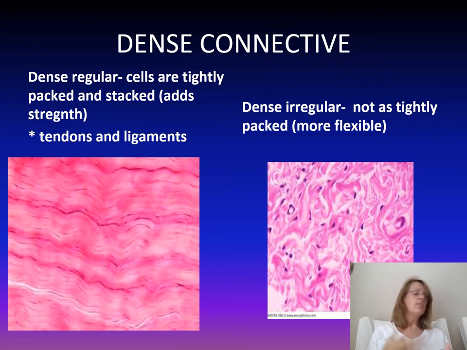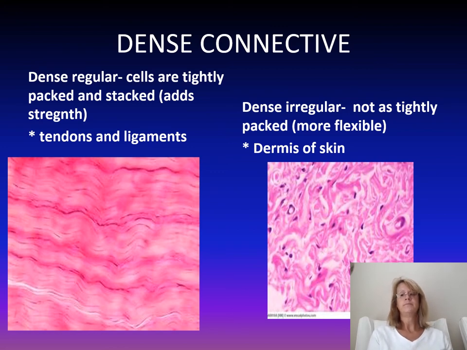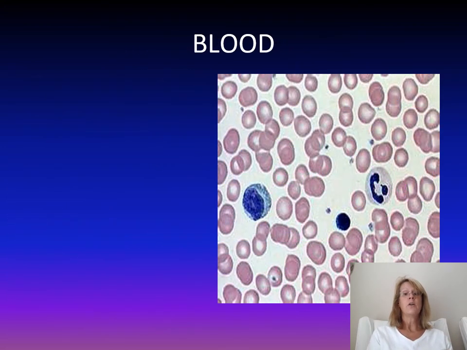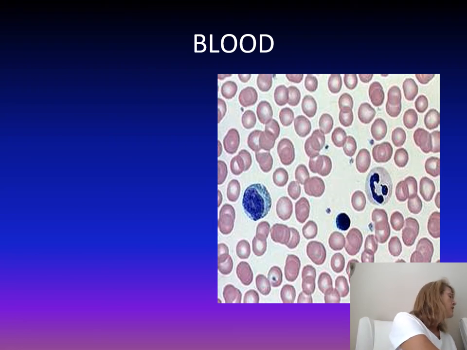And you can see here, there's not really a pattern. They're not really stacked. They might be lying side by side. One might be lying on top of the other, but it makes them a little bit more flexible. And we're going to talk more about dense irregular connective tissue when we talk about the dermis of the skin, which then leads to our last group of connective tissue, which is the hodgepodge group. It's the specialized group. Now, page 10 in your coloring book talks about some of these types of connective tissues.